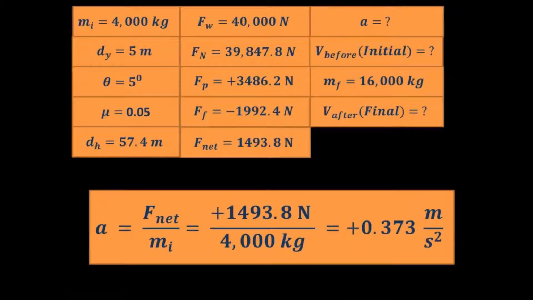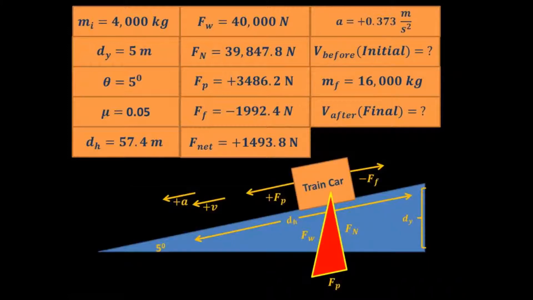The next value we have to calculate is the acceleration of the train car as it is coming down the ramp. Remember that acceleration is a quotient, a ratio of net force over mass, positive 1,493.8 newtons divided by 4,000 kilograms. Make sure you verify this value in your calculators before proceeding. Positive 0.373 meters per second squared. The acceleration is written in. Note that it is a positive 0.373 meters per second squared.